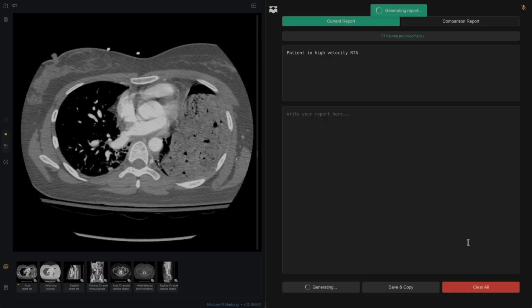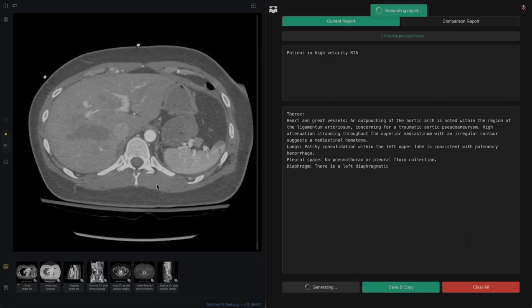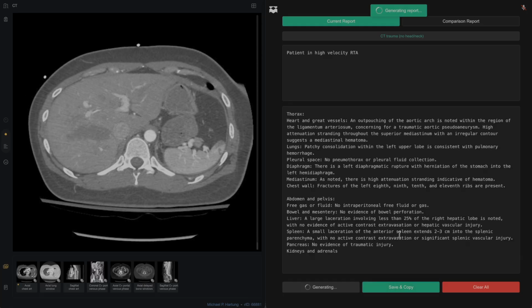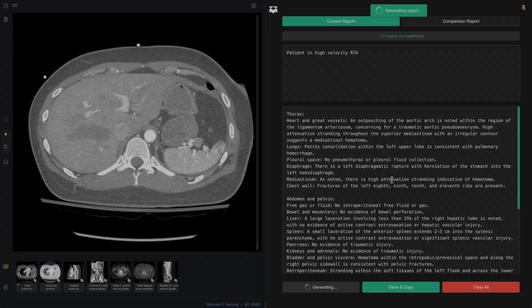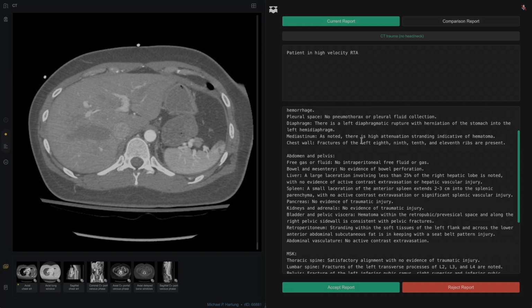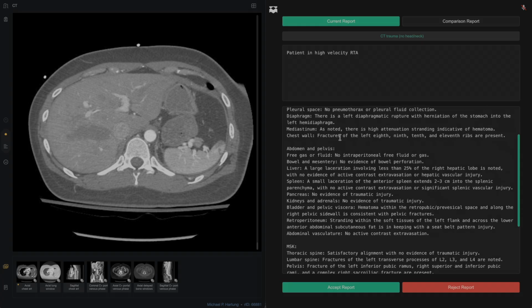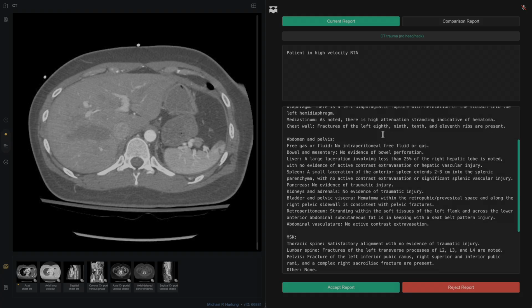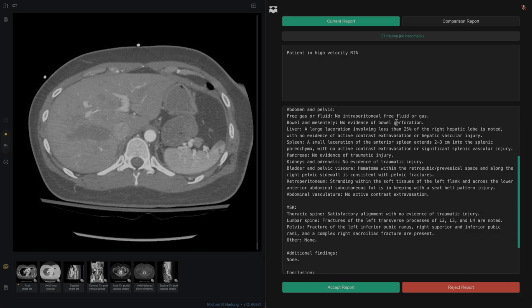Okay, let's try this. So I've asked RadCoPilot to convert that dictated text and fit that into my trauma template, which I've pre-designed myself. And let's see what it's done. Okay, so it's done a pretty nice job of that thoracic stuff. Let's have a look at the pelvis.